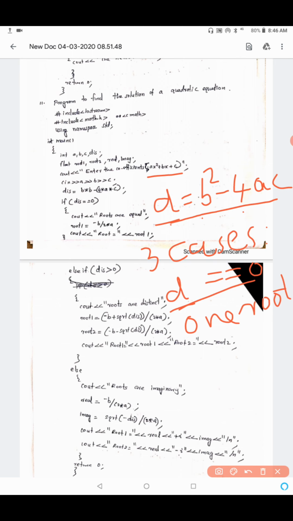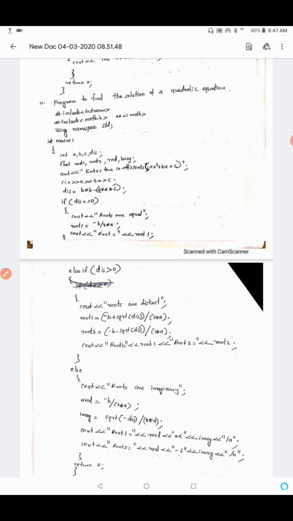The maximum number of roots a quadratic equation can have is 2, because the degree is 2. If it is a cubic equation, degree 3, it will have 3 roots. If it is an equation of degree 1, it will have only 1 root. So this equation has a maximum of 2 roots, but if the discriminant is equal to 0, it will have only 1 root, and the root is minus b divided by 2a. That condition we have given here.